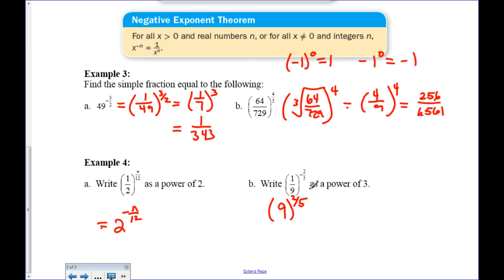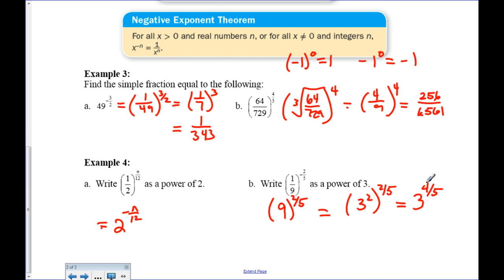And it says power of 3. Okay, so we want to make this to a power of 3. What's 9, though, in terms of 3? You take the square root of 9. Yep. So this is like saying 3 to the second to the 2/5, right? Okay, so what happens to my power of a power? Nope, multiply. So 2 times 2. Yep.